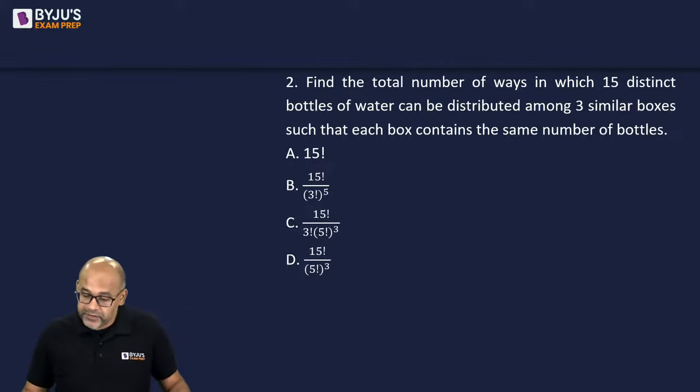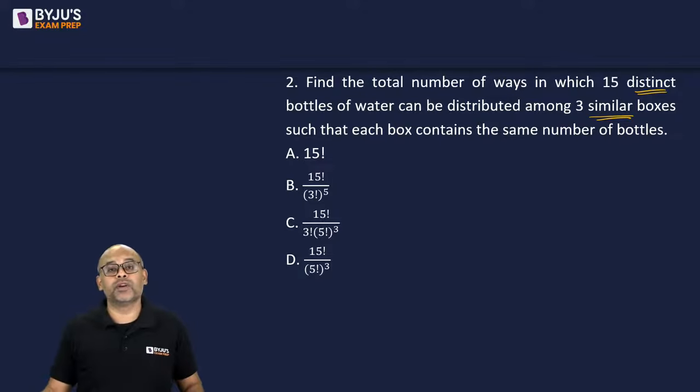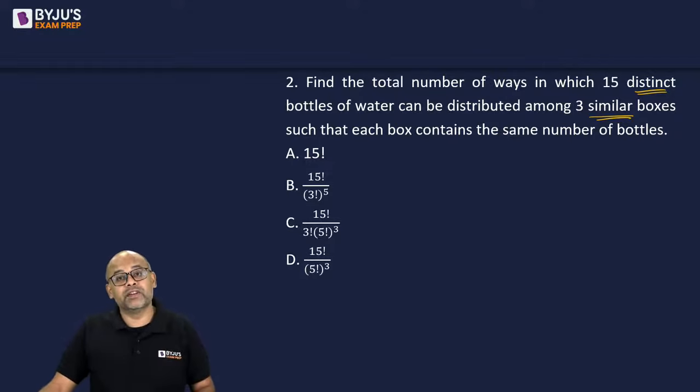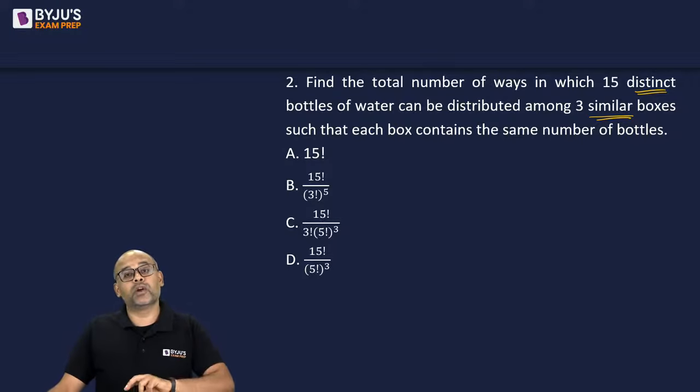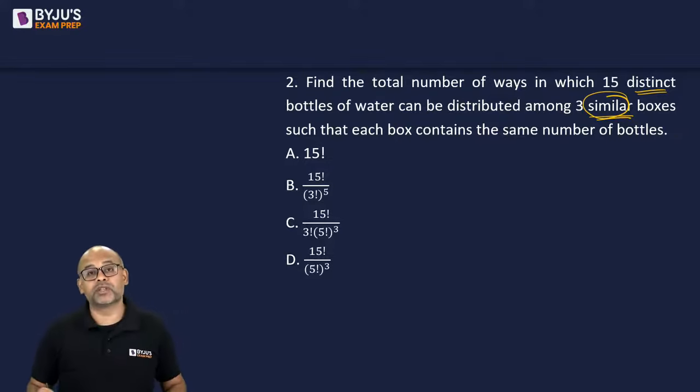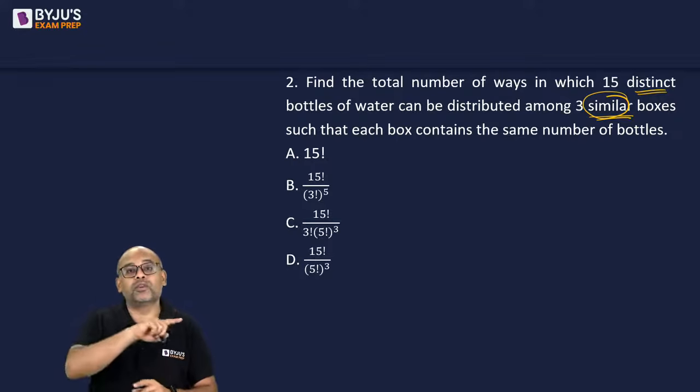So the total number of ways in which 15 distinct bottles can be distributed among similar boxes. When they mention it's a non-living thing, you can have two cases: distinct boxes or similar, identical boxes. Here is the case of identical boxes, because if it is distinct boxes, it is back to the previous question.